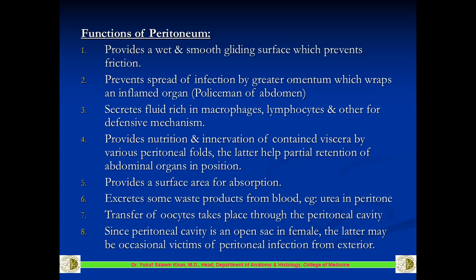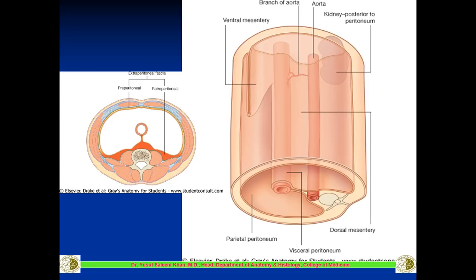Since the peritoneal cavity is an open sac in case of female, the latter may be occasionally a victim of peritoneal infections from the exterior. As I said, even though it is rare, it can pass from the exterior through the vagina, uterus as well as the fallopian tube into the cavity directly. So this is not possible in case of the male because it is a totally closed cavity in males.